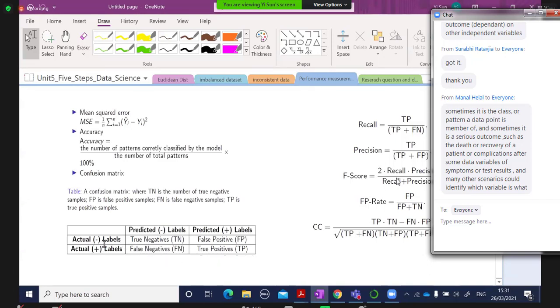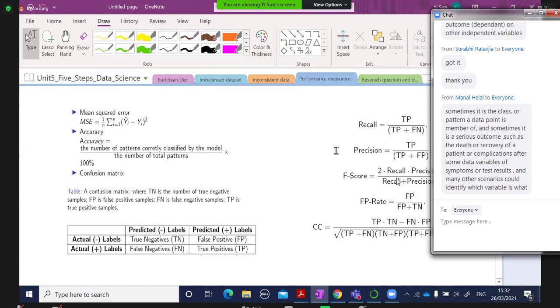We basically can divide it based on the actual labels into 2 classes, positive and negative, and then we can divide our predictions into positive and negative. So we have 4 entries here: true negatives, true positives, false positives, and false negatives. When we talk about the accuracy rate here, in the numerator we have true positives plus true negatives. The denominator is the sum of all 4 entries.